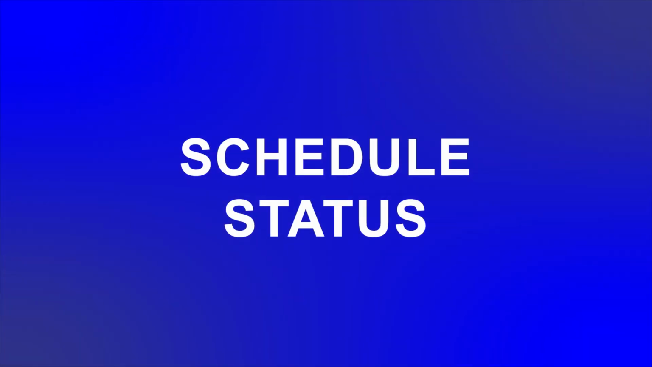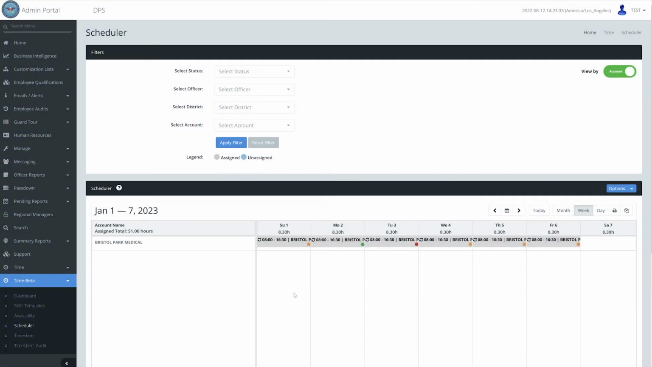Schedule statuses. When a new schedule is created and assigned to an employee, it is automatically set to the pending status. This status is to inform the admin that the schedule has been assigned. However, the employee has not verified or confirmed that they are going to make that shift. The employee would confirm this schedule in the Destiny mobile app. This will be explained in another video.